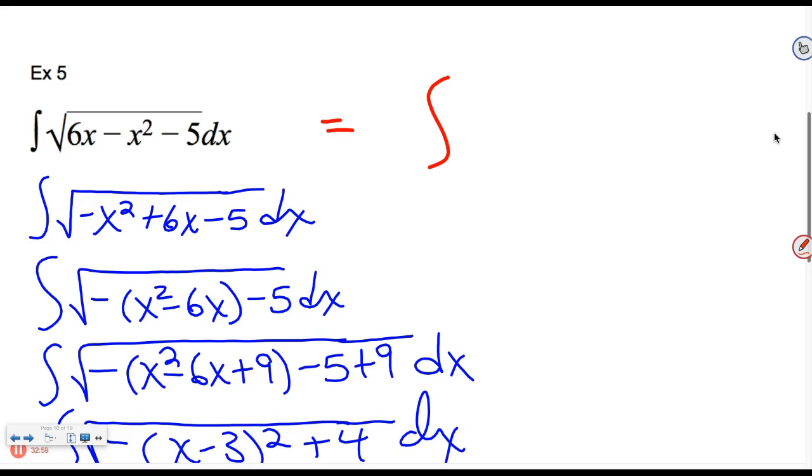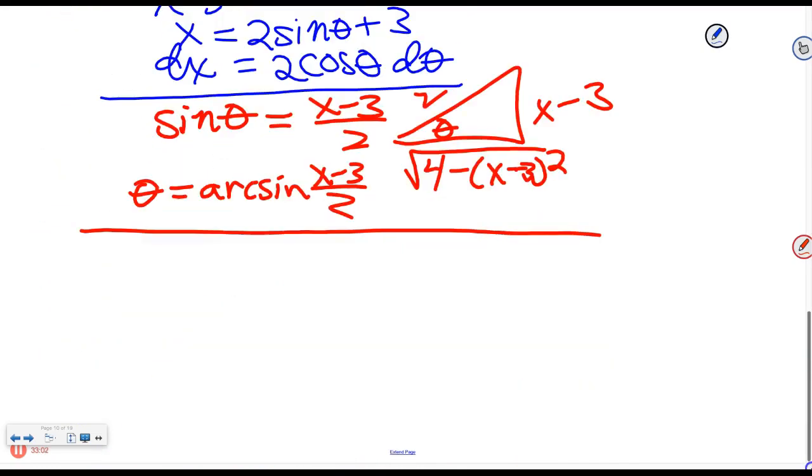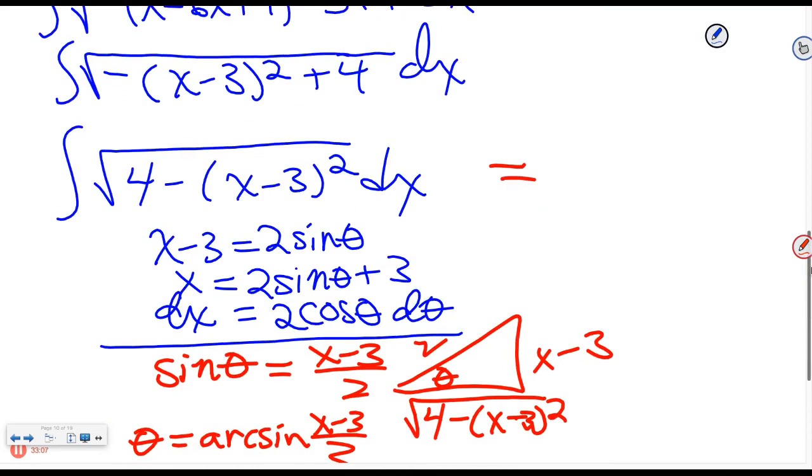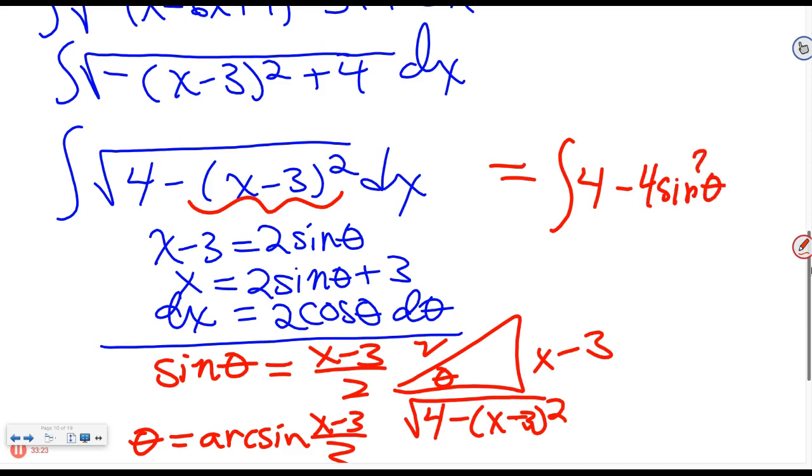Oh, so let's go back to our original. I lost what I was even doing. Here it is. I'm gonna go from here. This is where I wanted it, so I can do my trig sub. So I'm gonna integrate the square root of 4 minus 2 sine theta squared, so 4 sine squared theta. dx is going to be replaced with 2 cosine theta d theta.